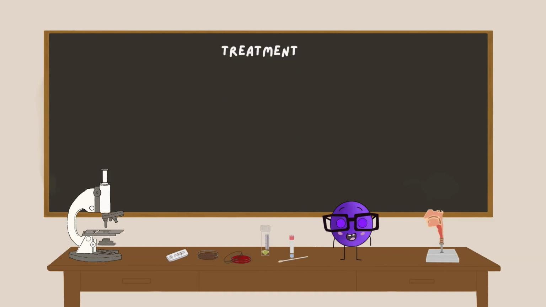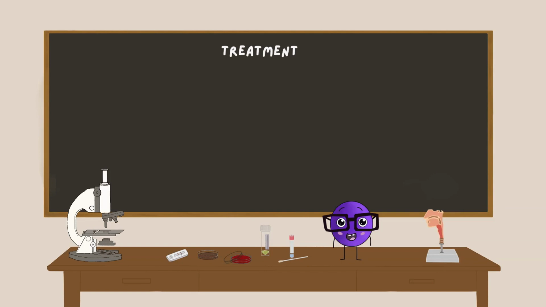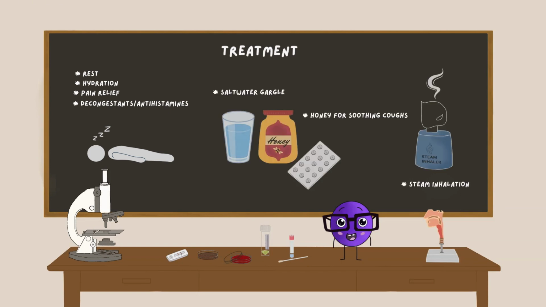Treatment. Clinicians follow evidence-based guidelines to treat upper respiratory tract infections. Initial assessment involves a consultation followed by a physical examination to check for signs of a respiratory tract infection. Since most are caused by viruses, treatment focuses on symptom relief, rest, hydration, pain relief, decongestants, and antihistamines. Home remedies like salt water gargles, honey for coughs, and steam inhalation for nasal congestion are also recommended.